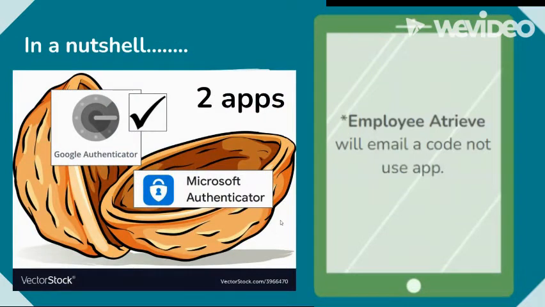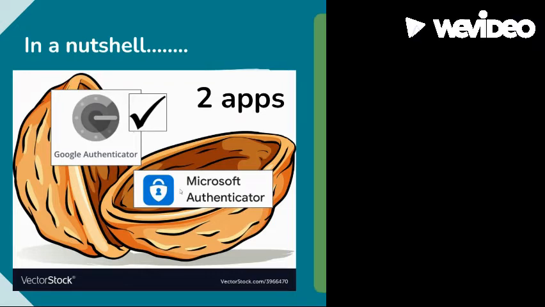The information that I'm going to present seems a little convoluted and complicated, but if you remember that in a nutshell, these are the basic things. Really, you're going to have two apps running in the background on your phone. When you go to log into something, one of those apps will give you a code or an approve message. You don't have to choose the app, it will happen automatically.